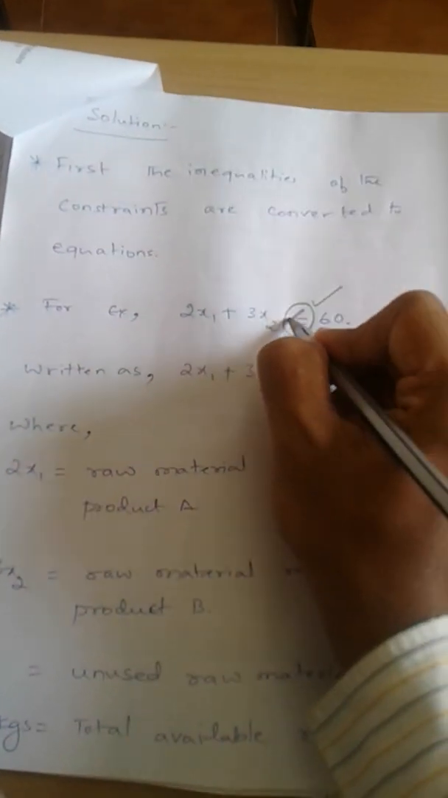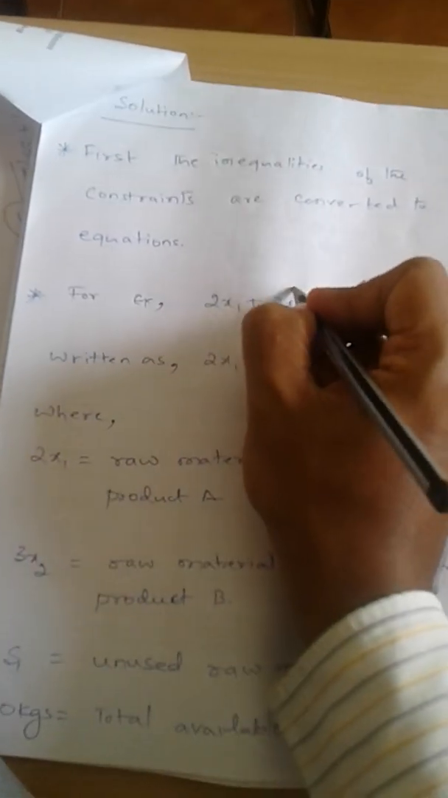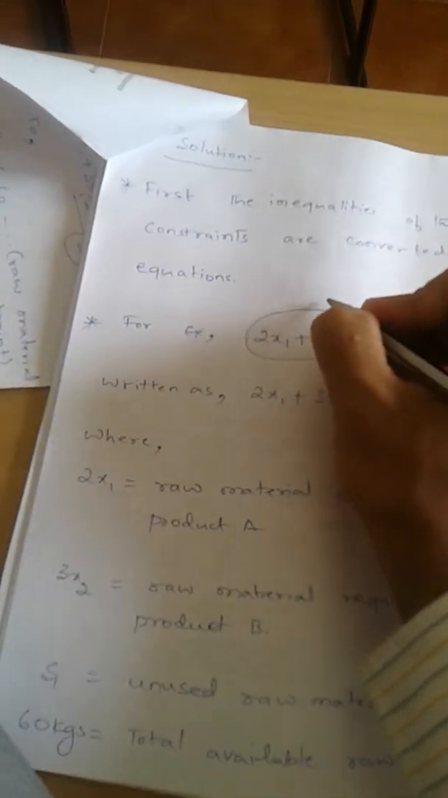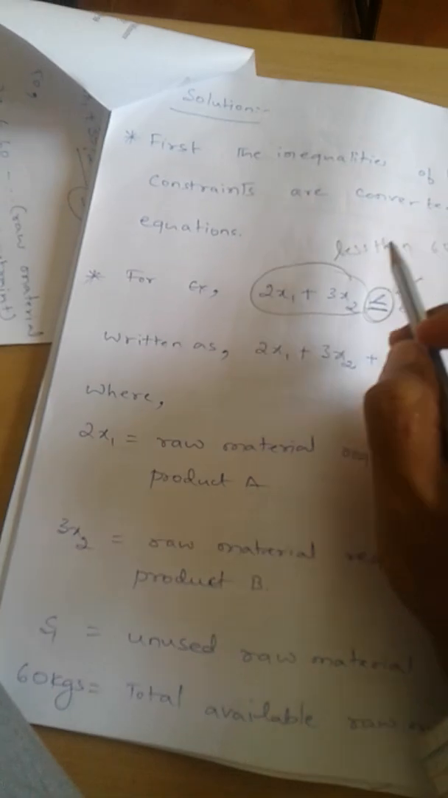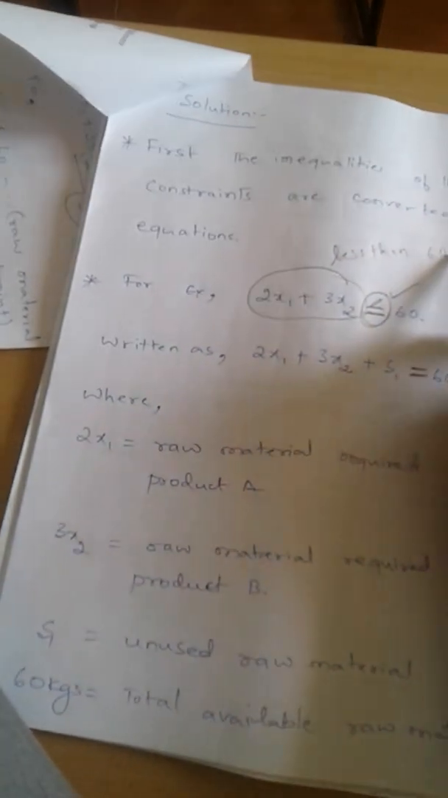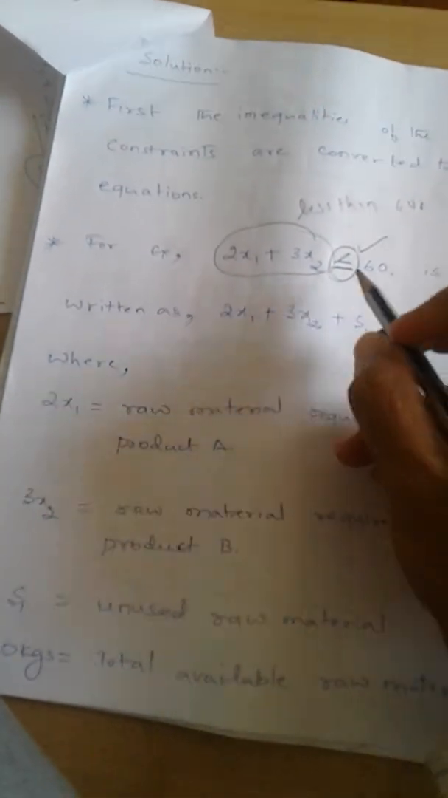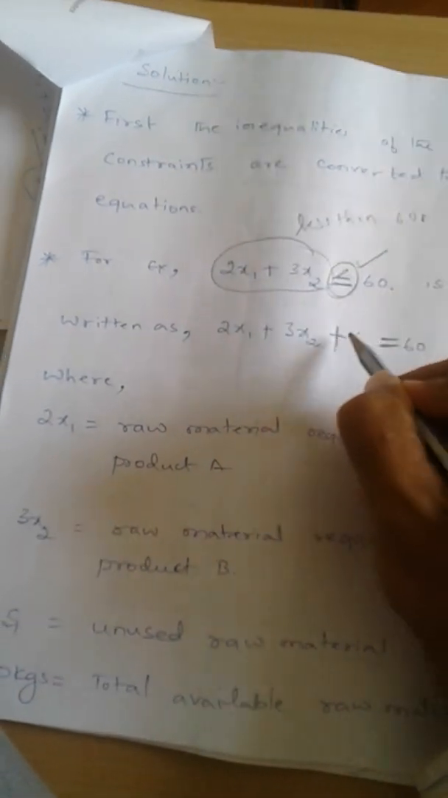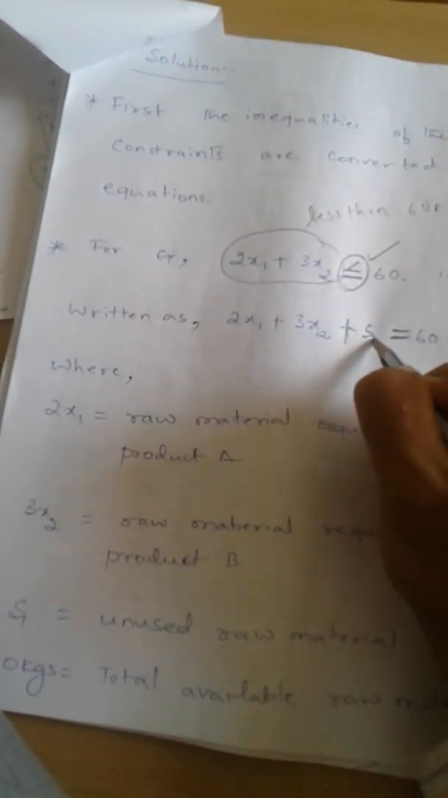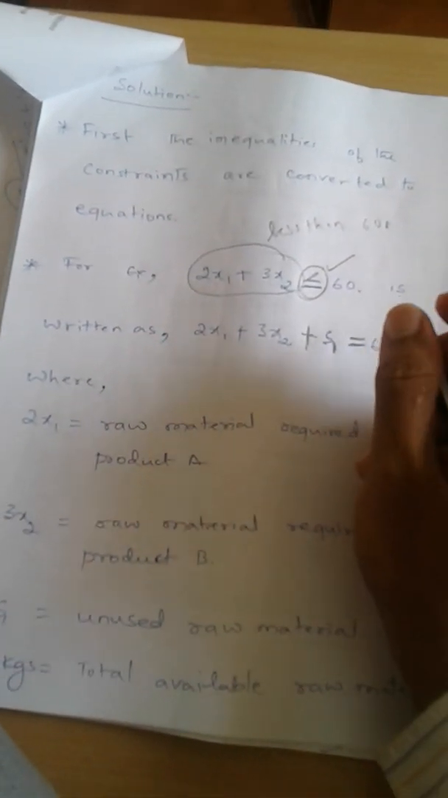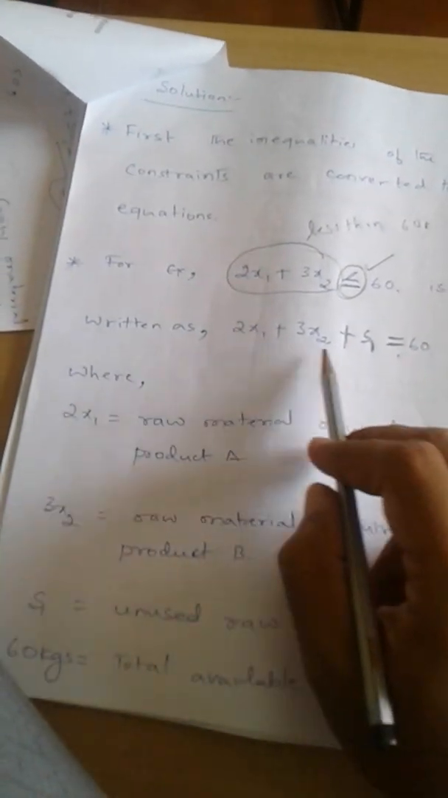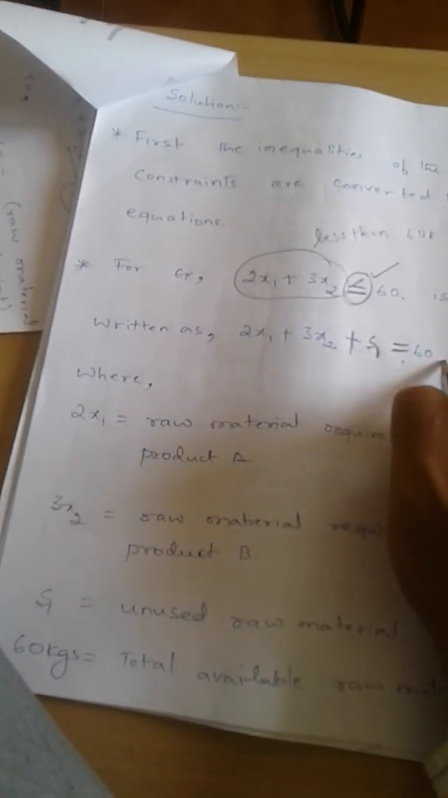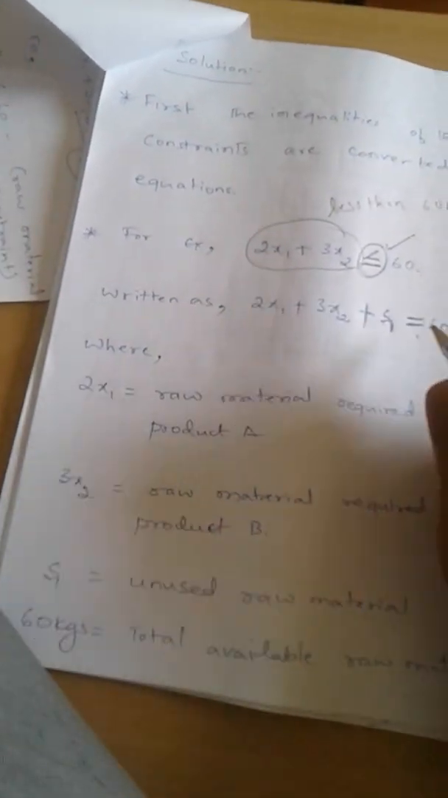Now what this sign means is that this complete component is less than 60. Now how do we make it equal? We add some component called s1. So this step is necessary and mandatory before we start the solution. Okay, so we try to balance both the sides, that is LHS as well as RHS. Before it was not balanced, now it is balanced.